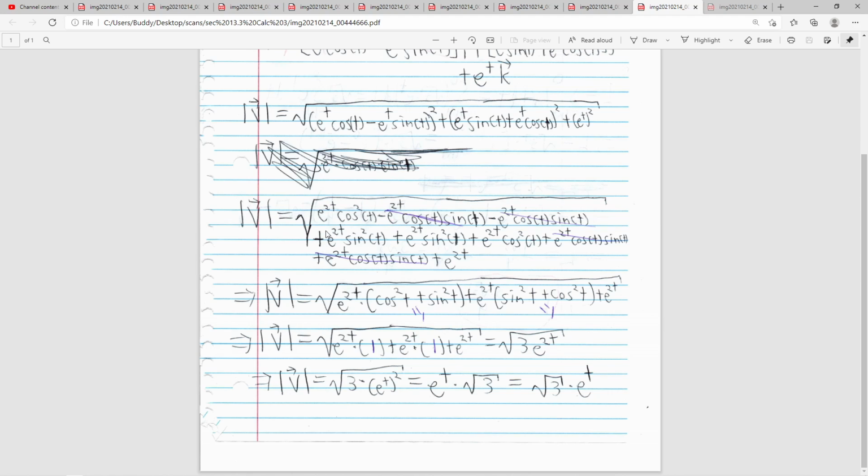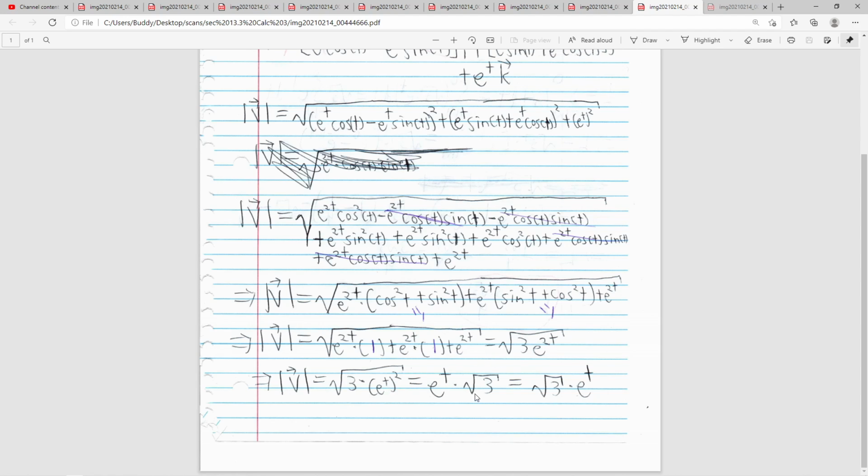So when you cross those out, you see e to the 2t times cosine squared t, minus e to the 2t, plus e to the 2t sine squared t. And you have another one, e to the 2t sine squared t plus e to the 2t cosine squared t. So I factored out e to the 2t from each of those individually. So it's cosine squared t plus sine squared t, and another pair, and those are all equal to 1. So you have e to the 2t times 1 plus e to the 2t times 1 plus e to the 2t. You end up with 3e to the 2t.